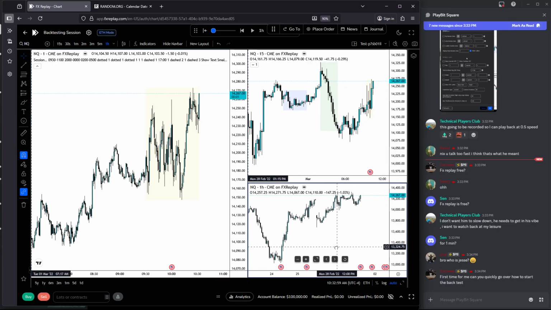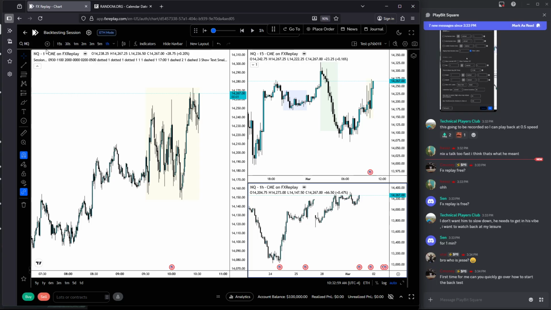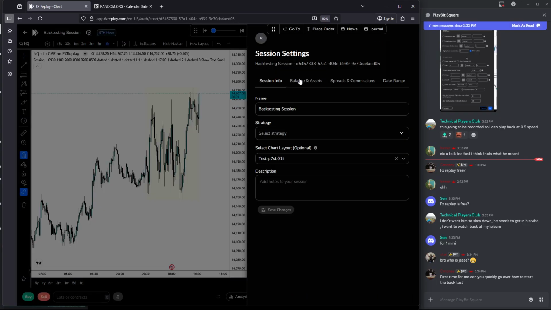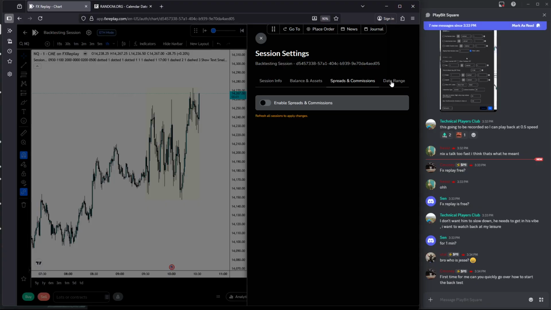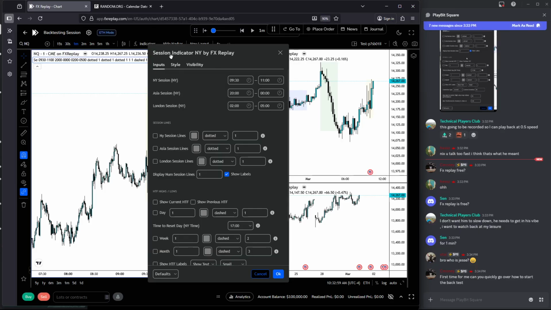Okay, first time for me, can you quickly go over how to start the backtest? Yes. So you create a session on FX Replay. In the session settings, just choose whatever default it gives you, and whatever default levels it gives you. Basically, everything is default. And the layout, I use a custom layout. All you have is this session indicator, the same indicator that we use when trading, which marks session highs and lows.